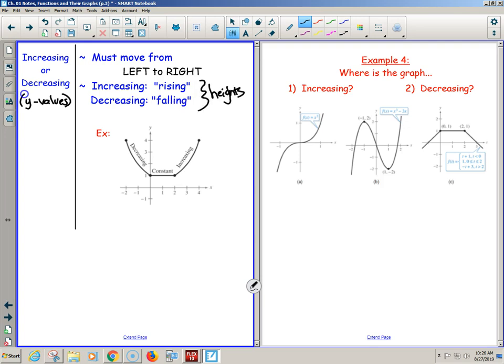Which is why we're literally just looking and saying, okay, when's the graph falling? Like literally falling, the y is decreasing. When's the graph rising? The y is increasing. Or staying constant. Do you do it from left to right? Just like you would read a book, just like you would read English.